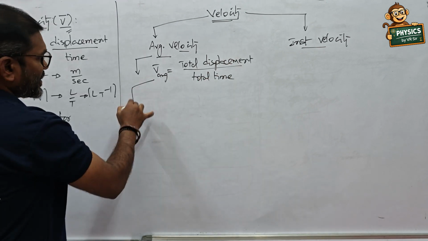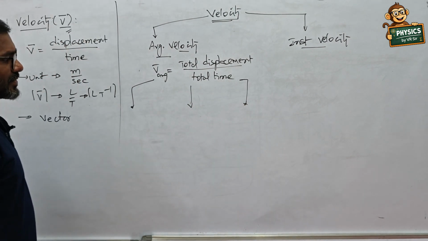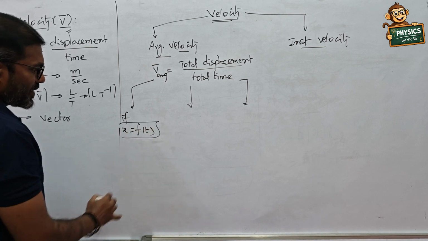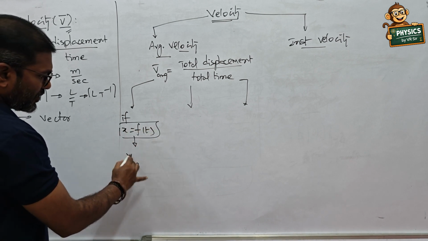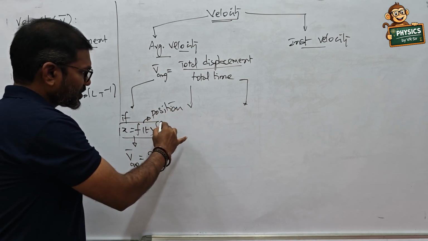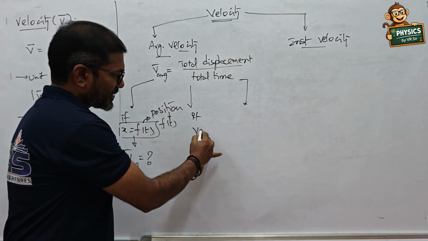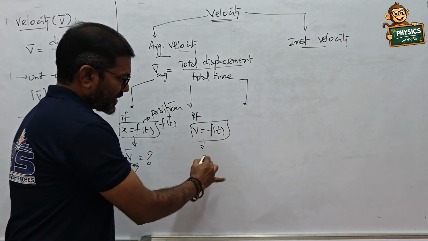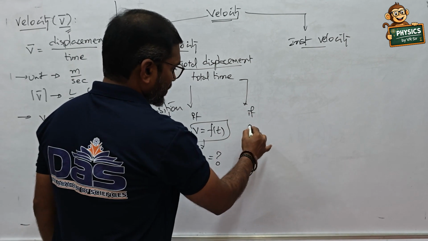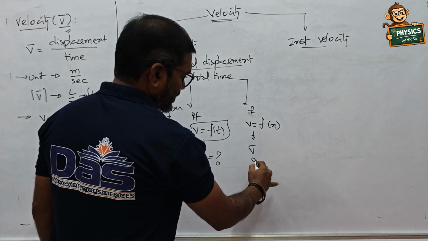And this average velocity we're going to deal with in subcases. What are those subcases? First, if position is a function of time, how do you calculate average velocity? Please remember, this is position. Second, if velocity is a function of time, how do you calculate average velocity? And the third one, if velocity is a function of position, then how do you calculate average velocity?